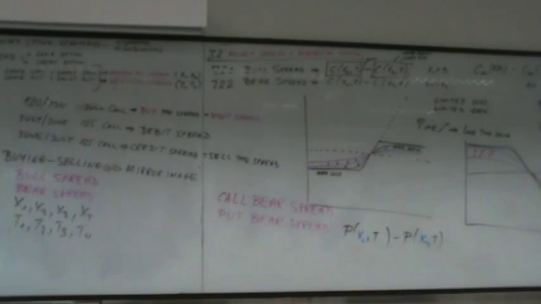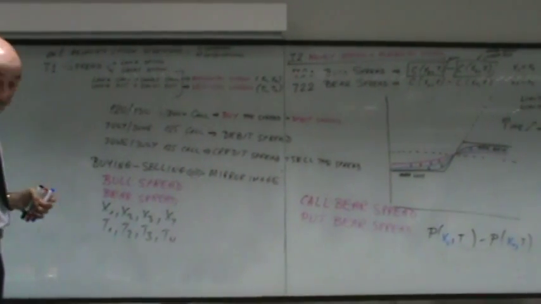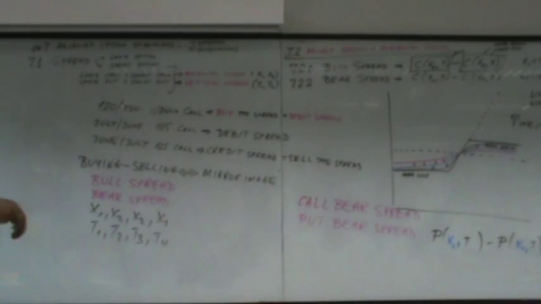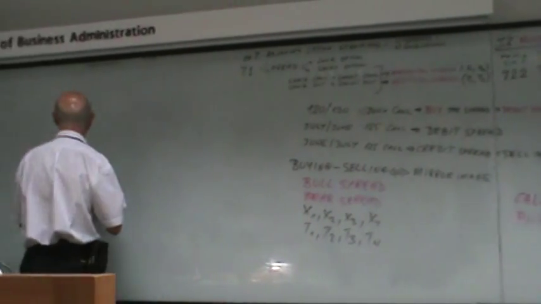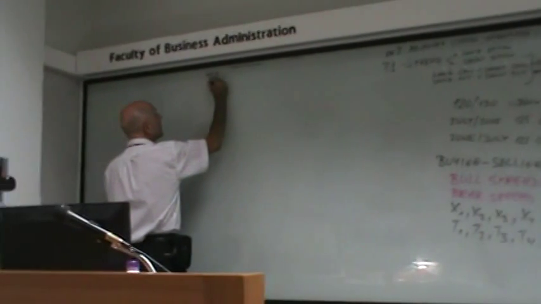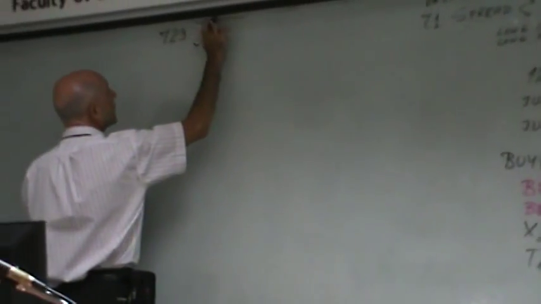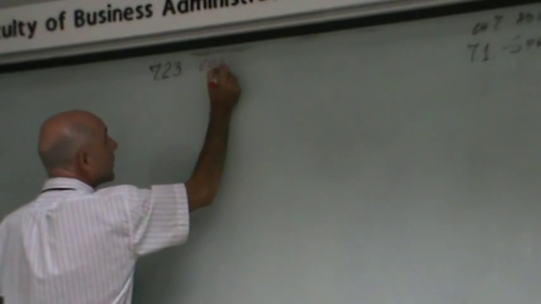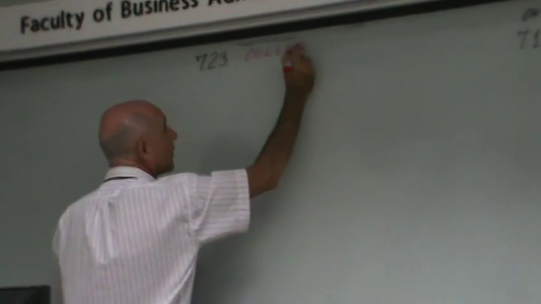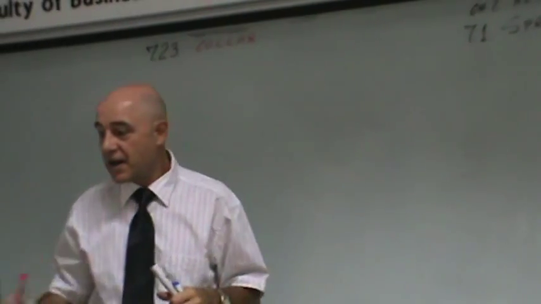All right, now the next one is called a collar. Collar. All right, let's try to do a collar, see what it is. 7-2-3.